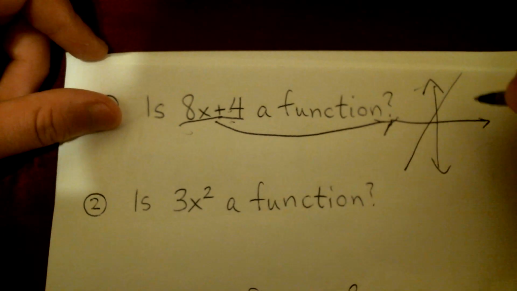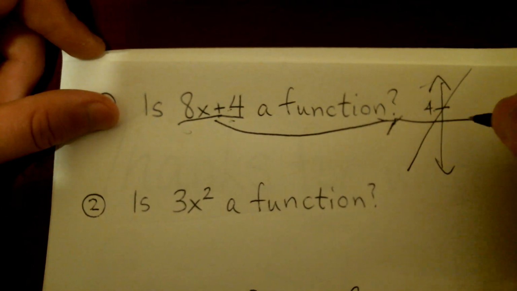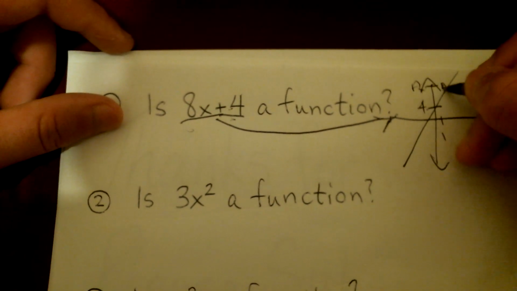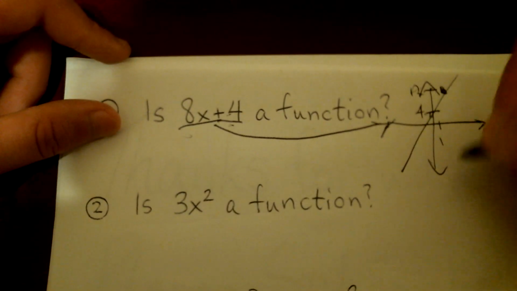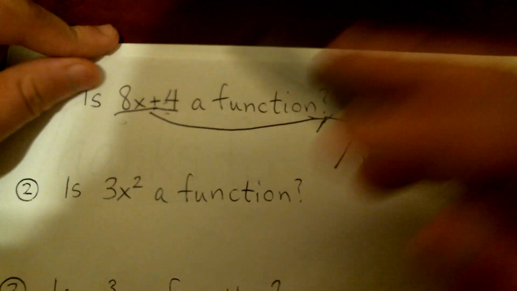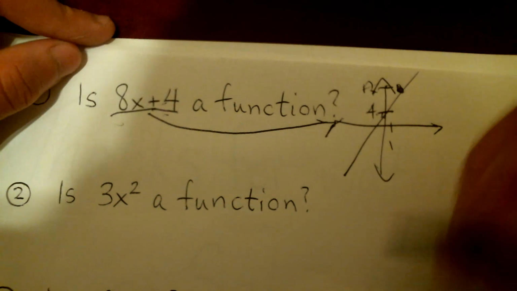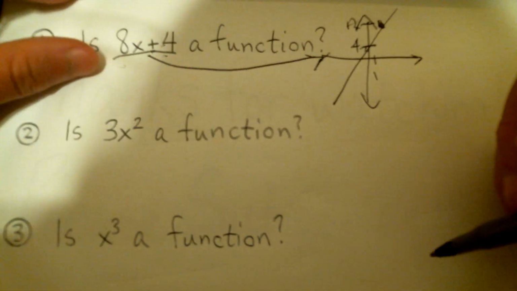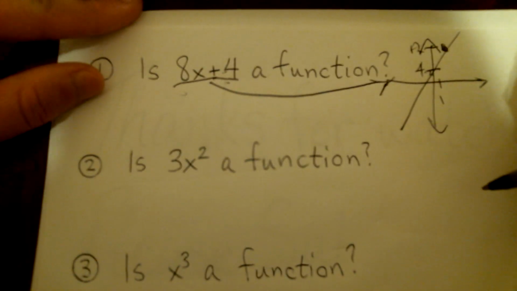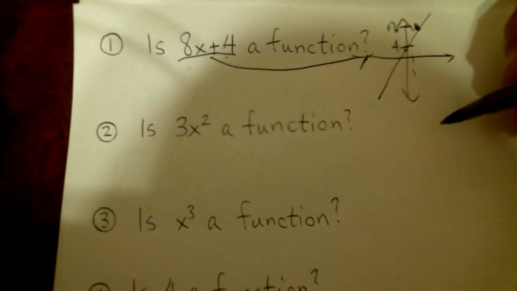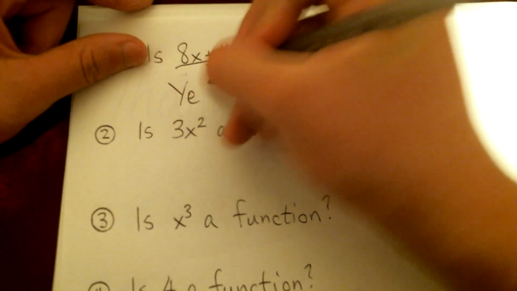Like this. This over here is 4, which is the y-intercept. This is 12. Let's just say this is 1. So this is another point where it should be, since the slope is 8. We can see from this graph that for every x value given, there is one y value, and that does meet the requirements for being a function. So that would make it, yes, a function.